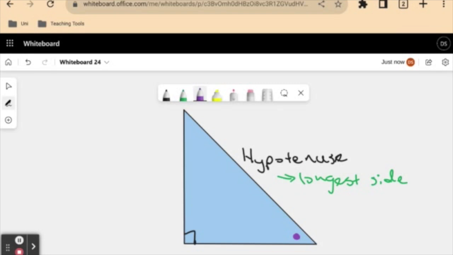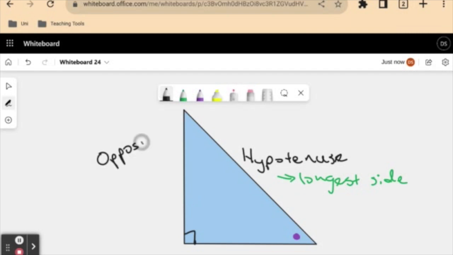I'm this purple dot, and I'm here, facing this way. The side I'm looking at, I could say, is opposite to me. This is the opposite side. So I'm actually just going to write that down.